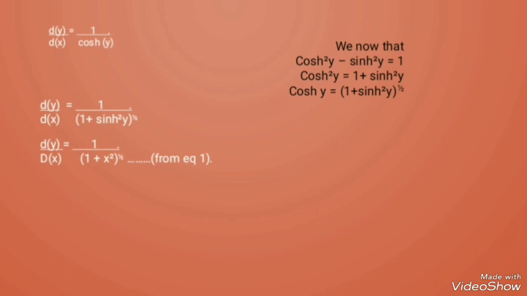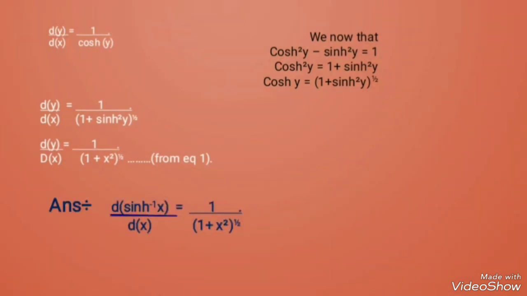Here x came from equation 1. The answer of this equation is d of sinh inverse of x upon d of x is equal to 1 by the square root of 1 plus x square.